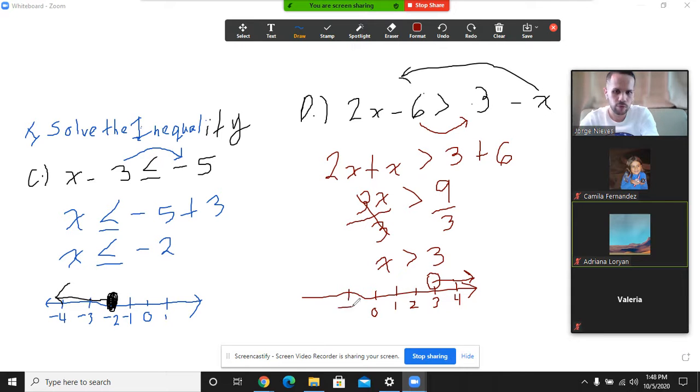Okay? Questions about that exercise? See? It's basically the same. The only difference is that I have variables on both sides of the inequality.